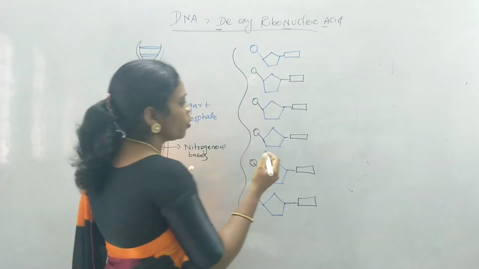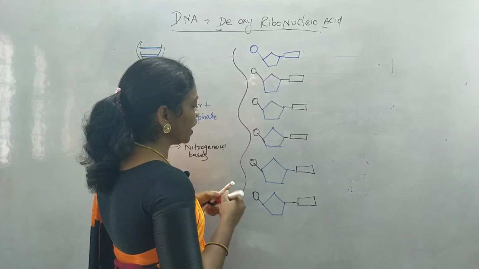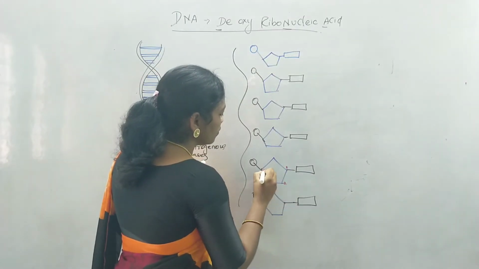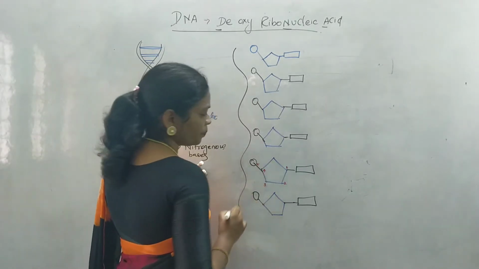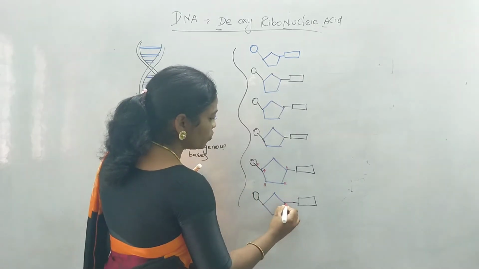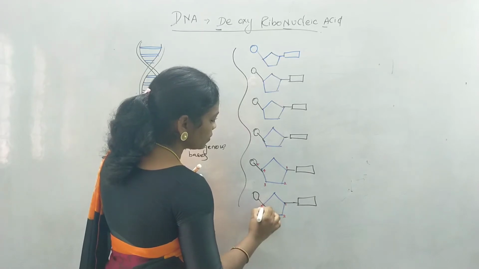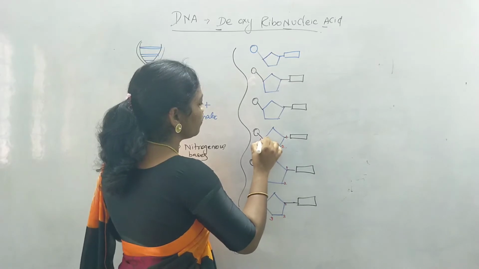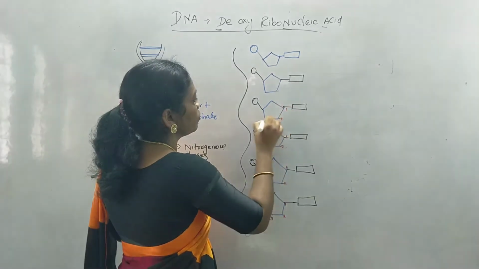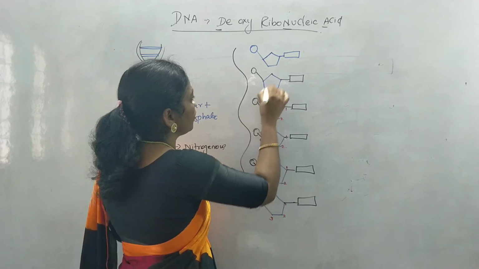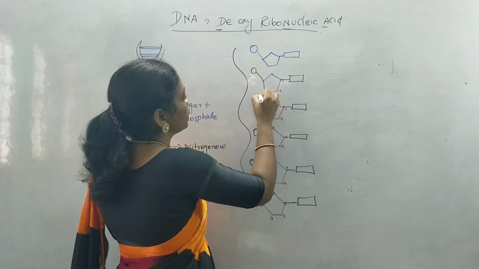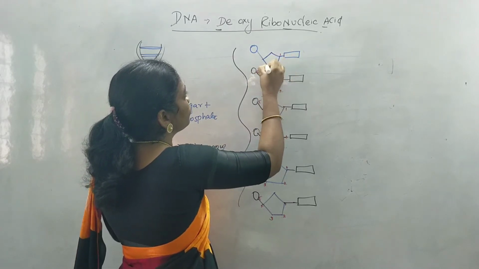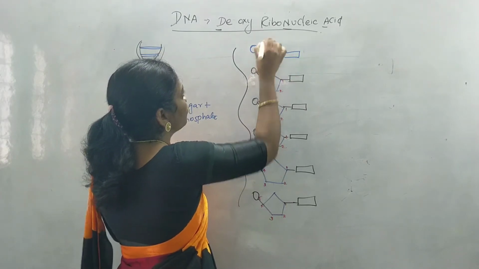So what happens here? We already know this is the position of the carbon atoms in the pentose sugar. This is carbon number 1, this is 2, 3, 4 and this is the 5th. I'm just numbering all the nucleotides so that it will be visible and you can understand. So it is 1, 2, 3, 4, 5, and again 1, 2, 3, 4, 5.